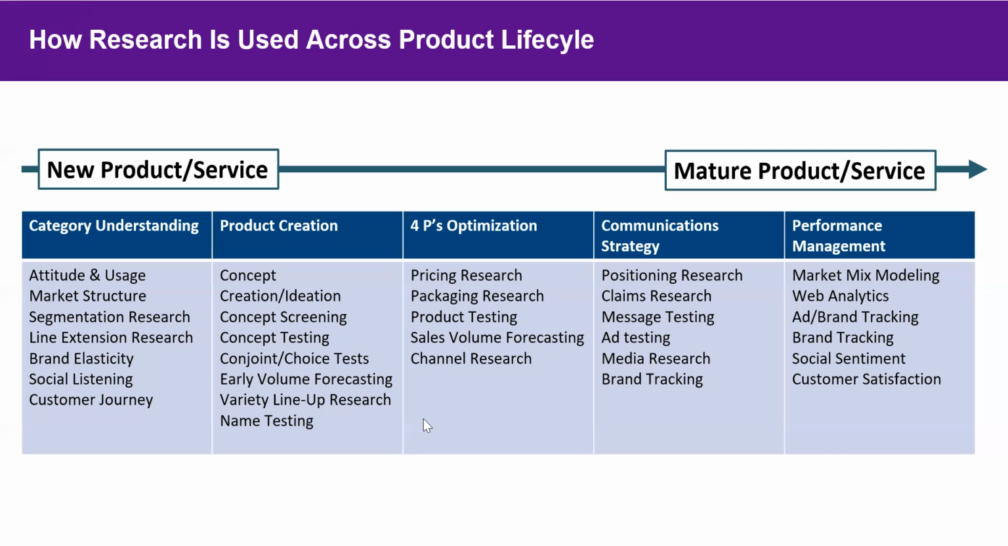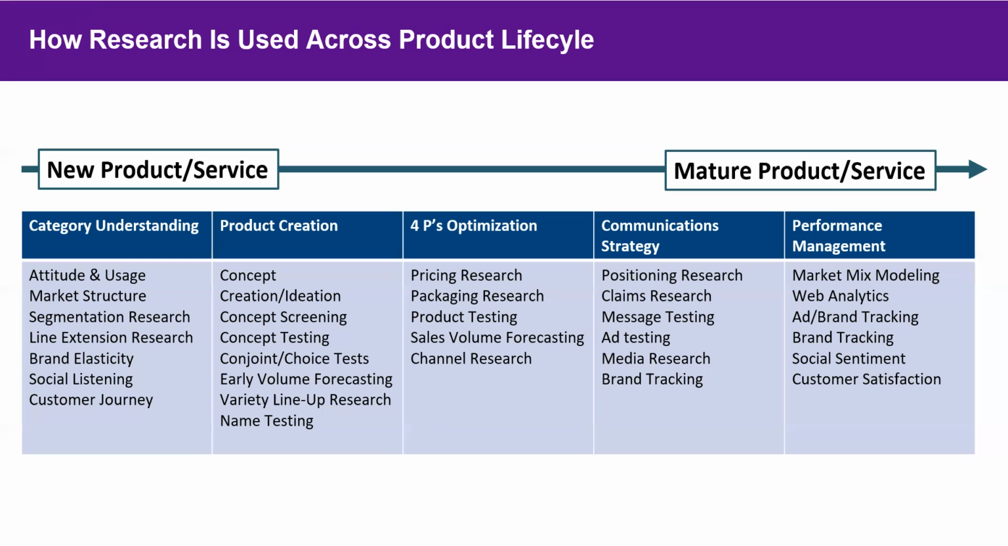Next, we have brand elasticity, line extension. What types of offerings should I go with based on my central product? How can that be extended? Social listening, that's again one of the different types of research that can really fall all throughout this product life cycle. And then customer journeys, which we talked about in depth last week.